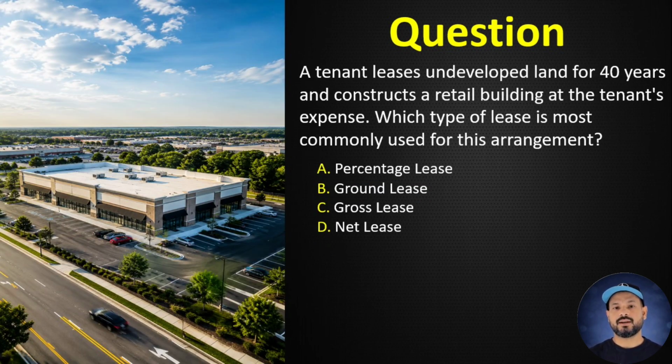Question number 4. A tenant leases undeveloped land for 40 years and constructs a retail building at the tenant's expense. Which type of lease is most commonly used for this arrangement? A. Percentage lease. B. Ground lease. C. Gross lease. D. Net lease. Correct answer B. Ground lease. Ground leases allow tenants to develop land while the owner retains ownership.